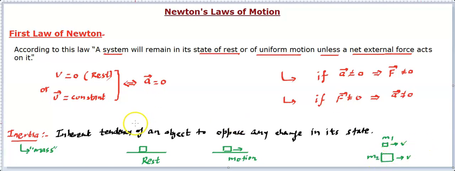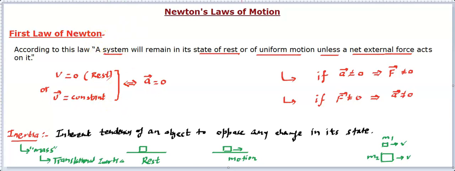So whenever we talk about inertia, you refer to it with the mass. So mass is inertia. Mass is sometimes also known as translational inertia, because we are talking about translational dynamics. That's why this is called translational inertia. In rotation, we will have something called rotational inertia.